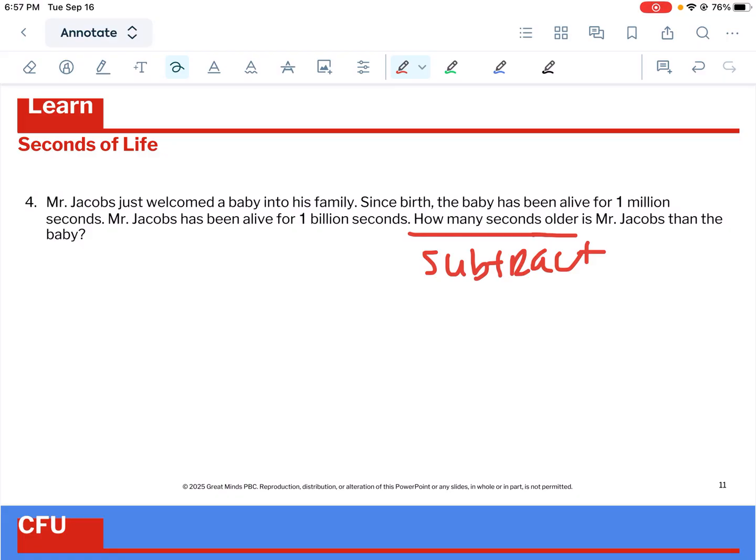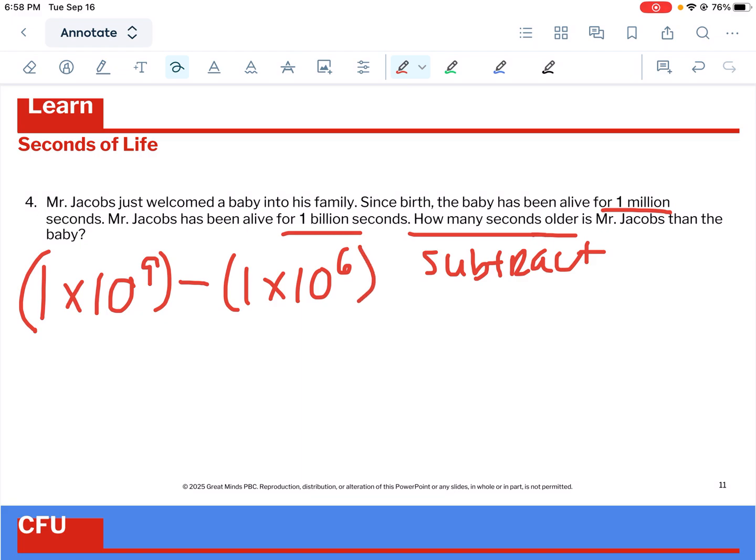Now the first thing you want to do is put this in scientific notation. Now you can easily just enter into your calculator 1 billion minus 1 million and then put that answer in scientific notation. But for the sake of demonstration, I'm going to go into scientific notation first. Now 1 billion in scientific notation is 1 times 10 to the power of 9. We're subtracting, so put that minus. 1 million in scientific notation is 1 times 10 to the power of 6.